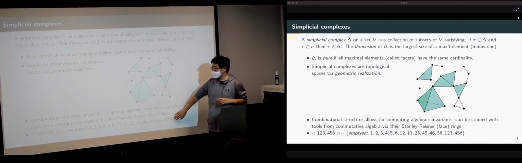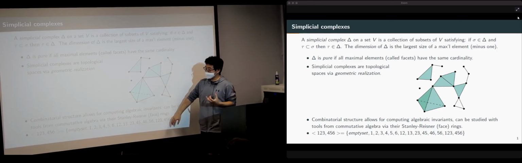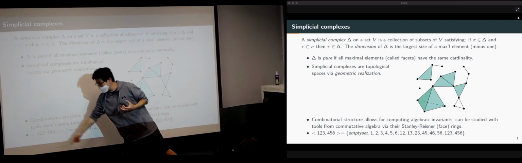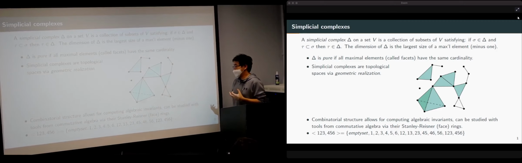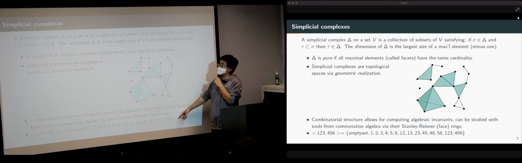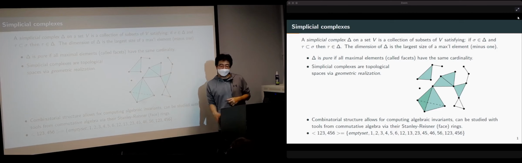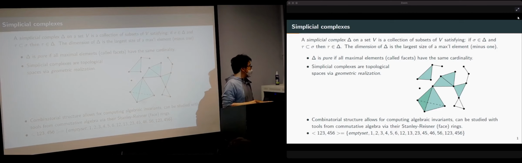So this is an example of a pure simplicial complex because the two facets have the same size. And moreover, the dimension is going to be 2 because the dimension is the size of the set minus 1. So that's what a simplicial complex is.